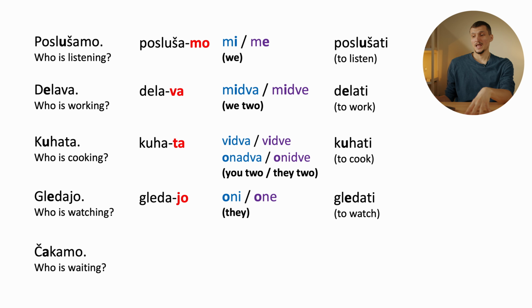Gledati. Čakamo, čakamo. Who is waiting? Just like poslušamo in the first example, it is we, mi, me. Čakati.